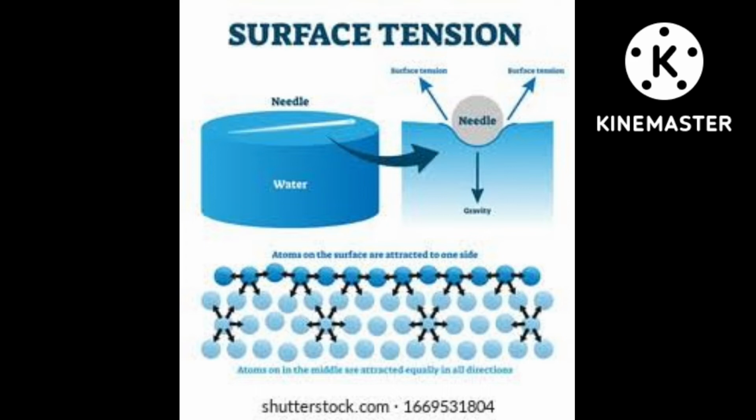All these phenomena are caused due to a characteristic property of liquids. Surface tension is a special property, also called the characteristic property of liquids. A molecule in the bulk of the liquid experiences equal intermolecular forces from all sides.